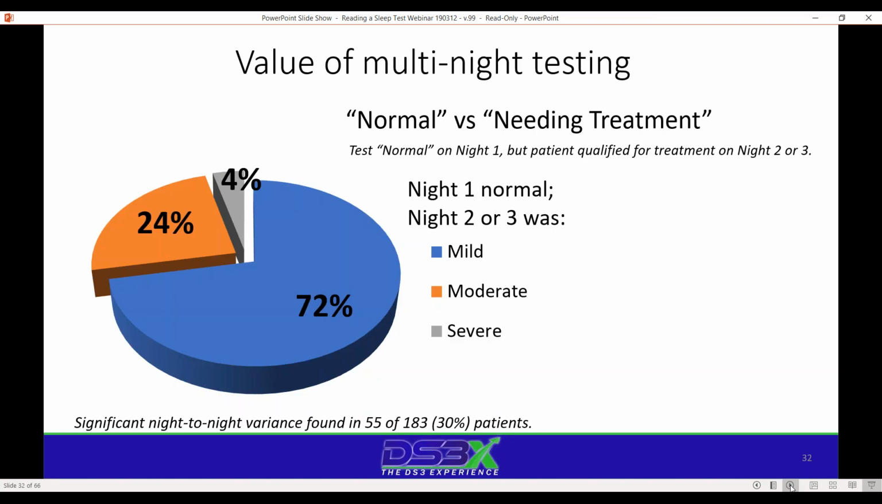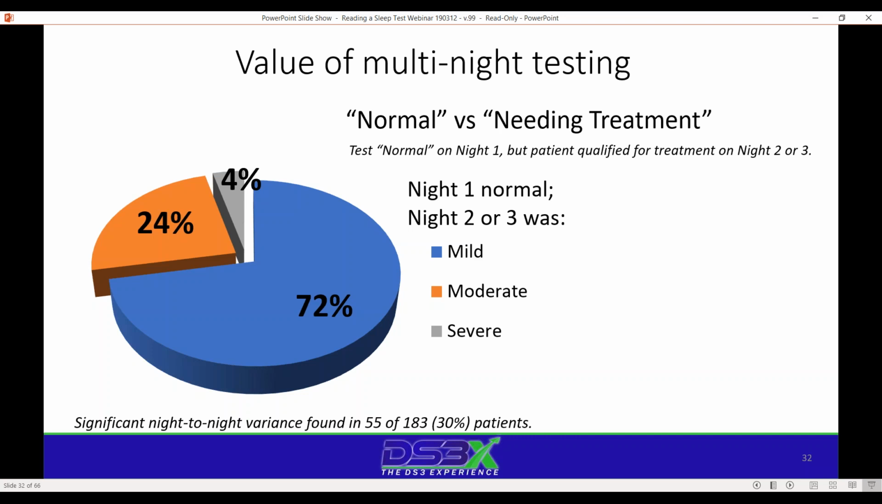I pulled this from one of the home sleep testing companies that's been doing this for many years, and they do 3-night testing. And 30% of the patients who were normal on one night showed differences on the second or third nights. So 72% of them who were normal, AHI less than 5, stayed normal, 24% were above 5, and actually the number is 4.9, because I remember the study, almost 5% of the people who were normal one night had an AHI of above 30.